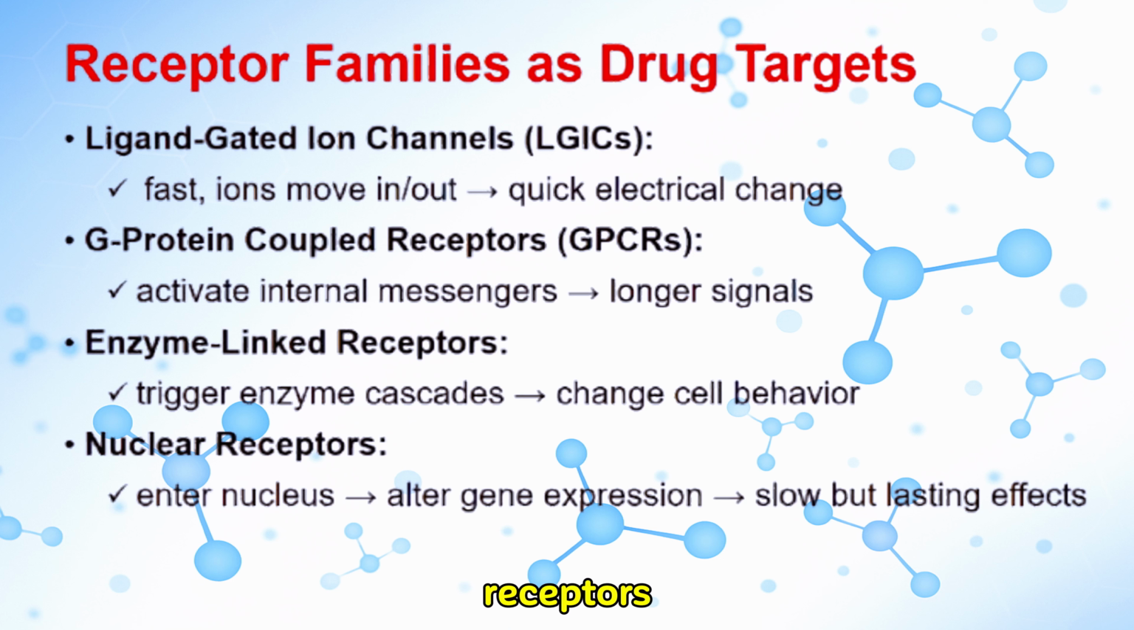Third, enzyme-linked receptors. These activate enzymes inside the cell. They often work by adding phosphate groups to proteins, triggering a chain of reactions that changes cell behavior. Fourth, nuclear receptors. These are found inside the cell. They enter the nucleus and change how genes are expressed. This leads to slower but long-lasting effects, like new protein production. Each of these receptor types has a unique structure and a unique way of producing effects. Understanding them helps explain how different drugs work. Now, let's take a closer look at the first type, ligand-gated ion channels, or LGICs.